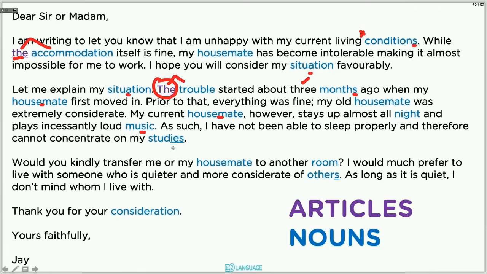Housemate, fine. Music, fine. Studies, plural. Night, housemate, room. Others, plural. Consideration. So the big killer with nouns, of course, are two things. One, that you can identify when the noun requires the S. Is it one dog or two dogs?